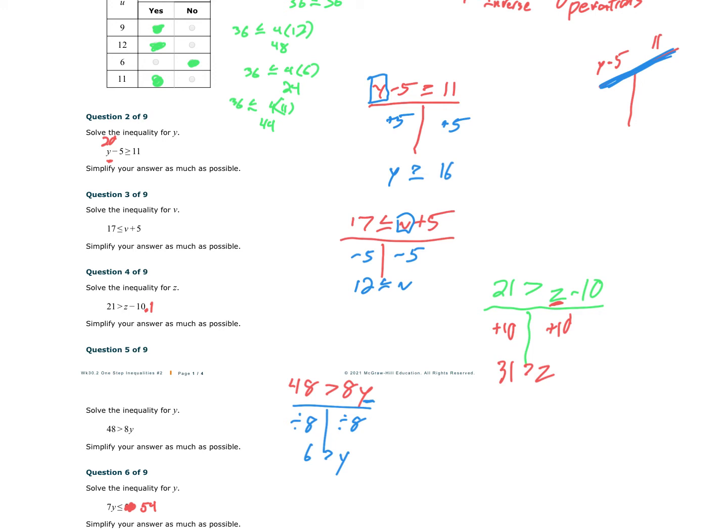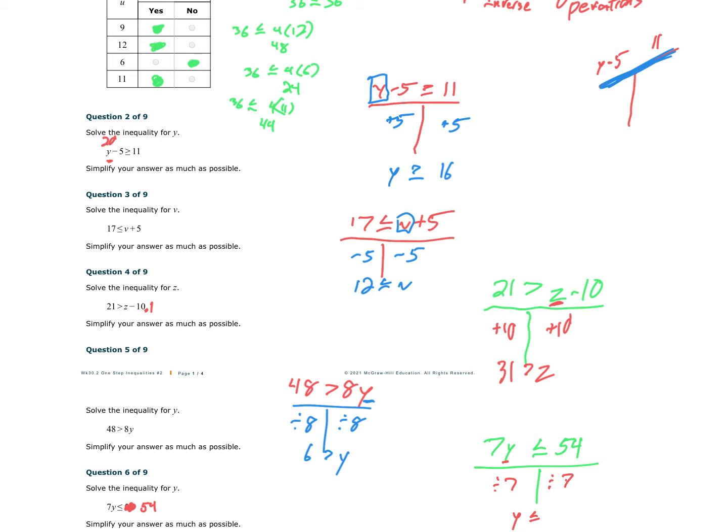Okay, question 6. I changed it a little bit to make it a little harder. 7y is less than or equal to 54. I want to isolate the y. So to do that, I divide both sides by 7. Now we're going to end up with a fraction or a decimal.